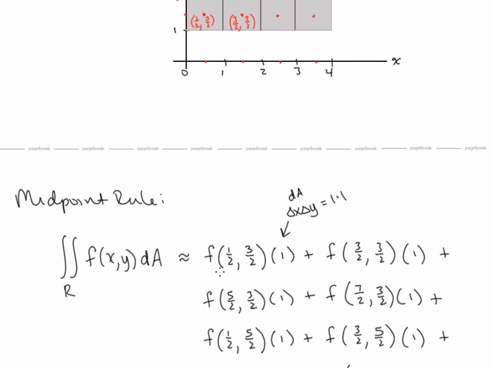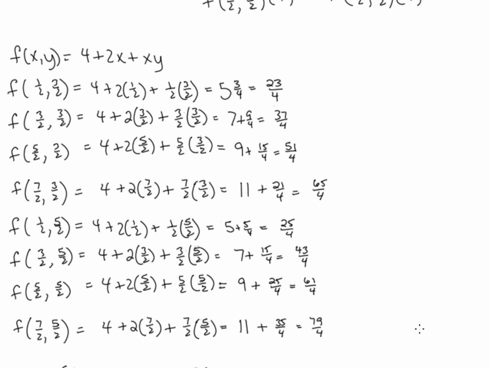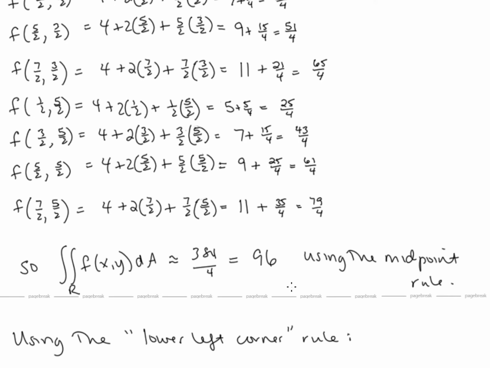And so our volume will be approximated by the height times length times width. Keep in mind that delta x and delta y are both 1 here, so this is just 1. So we've got the area of the base times the height of the box. And we're going to do that for each of these subrectangles. So take a minute and make those evaluations and check to see that you agree with the values I have here. And our approximation is then 96 using the midpoint rule.